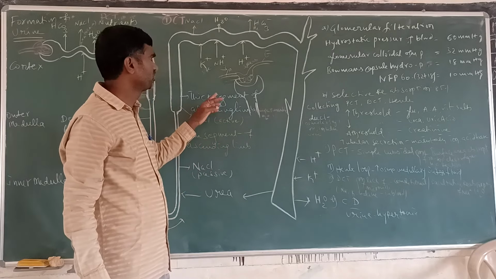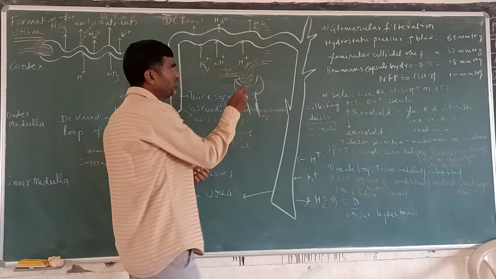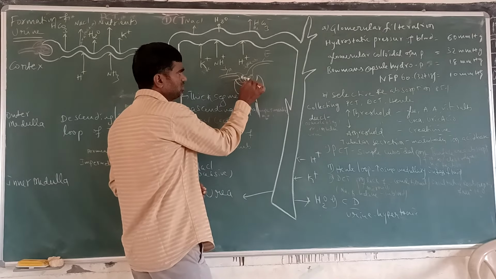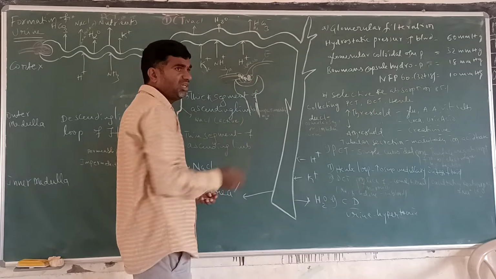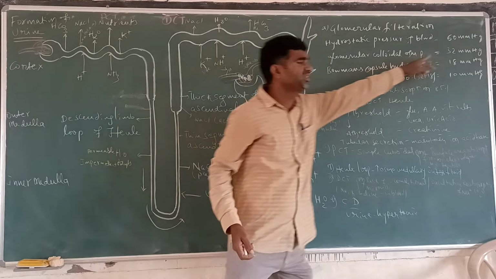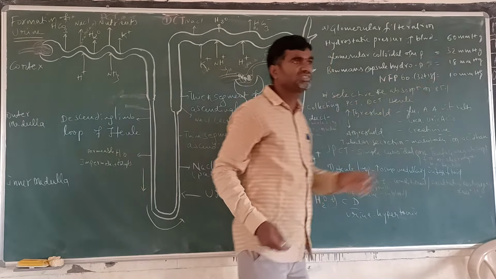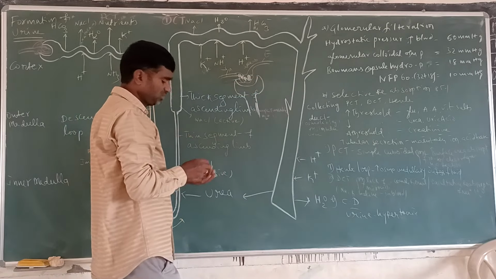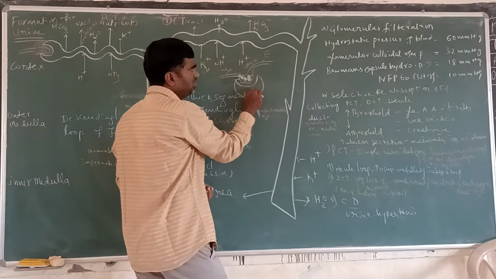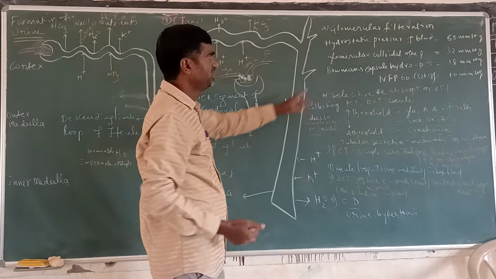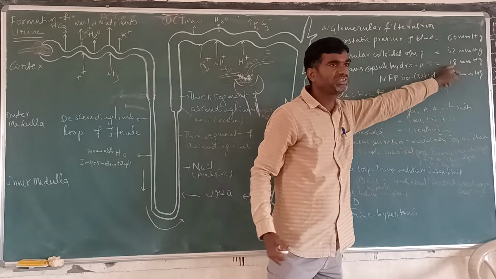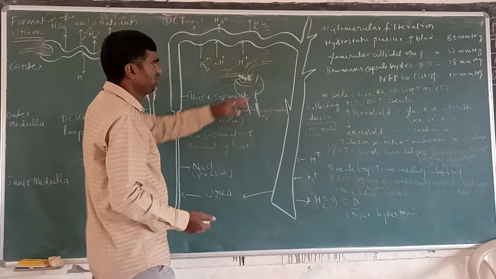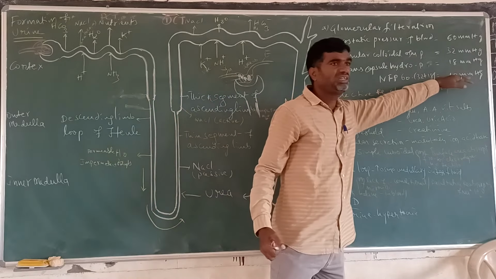The next one is the glomerular colloidal osmotic pressure, which is 32 mm Hg. And this cup-like structure is the Bowman's capsule. The Bowman's capsule hydrostatic pressure is 18 mm Hg. Now, the net filtration pressure, NFP, is 10 mm Hg.